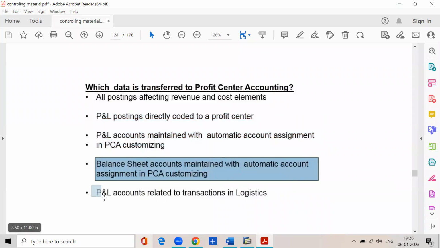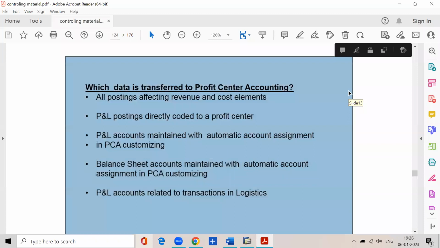Then P&L accounts related to transactions in logistics. Here, logistics means MM and SD are called logistics modules. So in MM, we have the production cost centers. The materials are issued to production from MM. When you issue the material, it gives rise to expenditure, material consumption. The material consumption account is available in FI. So when the MM end user enters the material issue in MM, the raw material consumption account is updated in the general ledger. And the raw material consumption is created as a cost element. Then that is posted to the cost center. From the cost center, that is posted to the profit center. So P&L accounts means all expenses and revenues related to transactions in logistics.